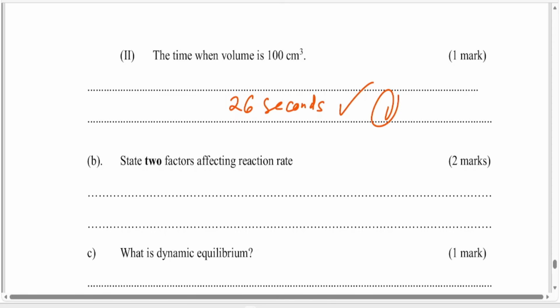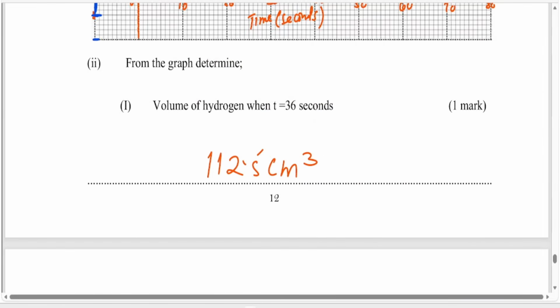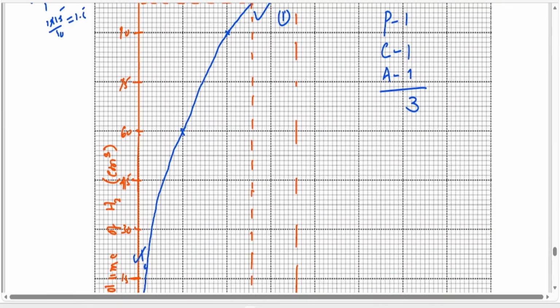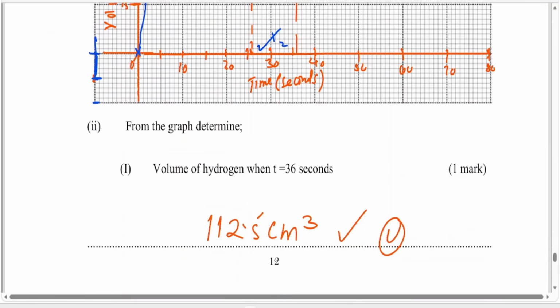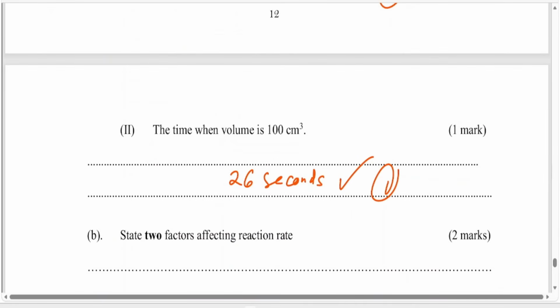If it is not shown, then the assumption is that you copied your answer. So use these dotted lines to make sure that the examiner sees where you read that particular value. So that is the correct answer. According to your graph, you might get something different but somehow close to mine, and it will be marked based on the scale that you used.